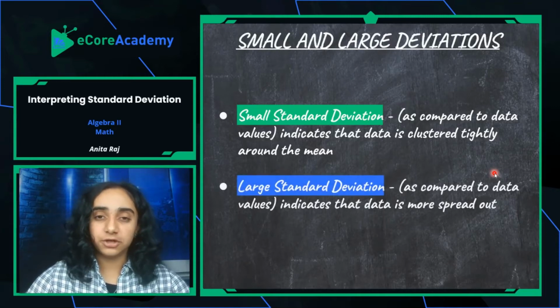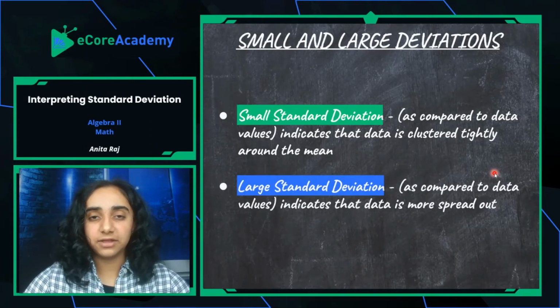On the flip side, we have a large standard deviation. When we compare it to data values in a set, this will indicate that the data is more spread out.